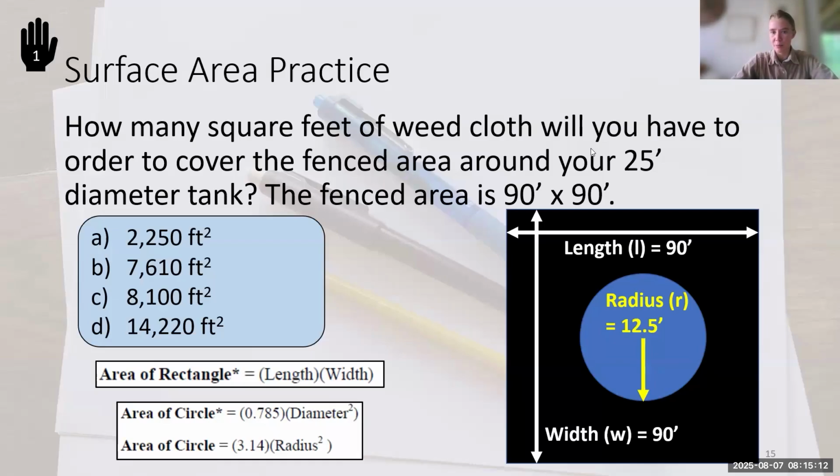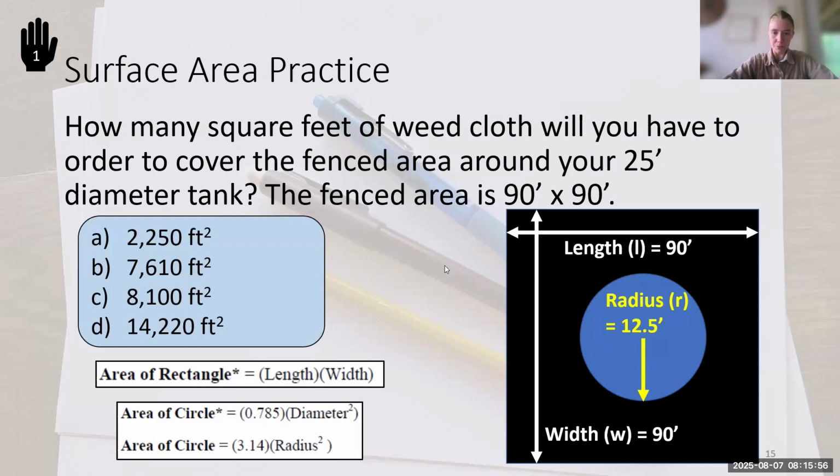Okay. A bunch of people still haven't put in responses, but I'm going to give you another 20 seconds. Put a response in there, and then I'll close the poll and we can check our results. Okay, I'm going to close the poll. Let's see how we did here. Okay, so some of you said B, 7,610, and a couple of you also said C, 8,100. So let's go ahead and walk through that together and see what we get.